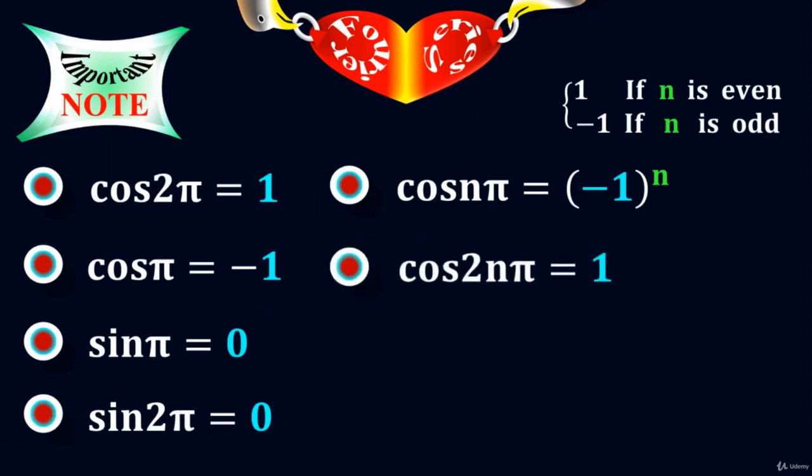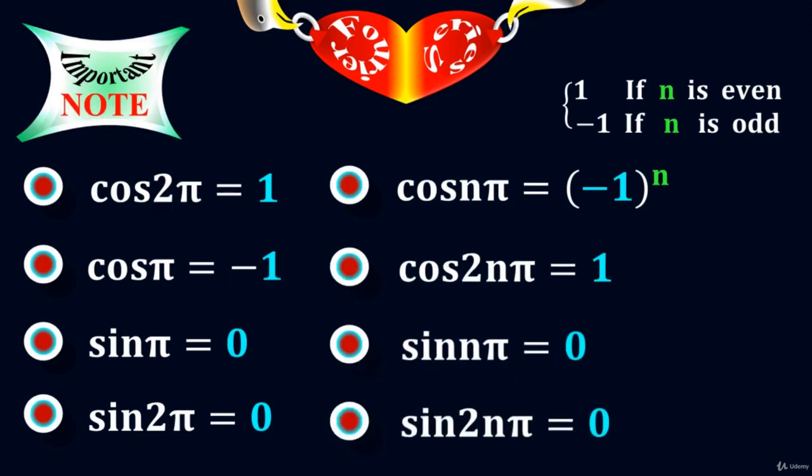Cos 2n pi equals 1. Sin n pi equals 0. Sin 2n pi equals 0. You have to remember these trigonometric functions before going further in Fourier series.